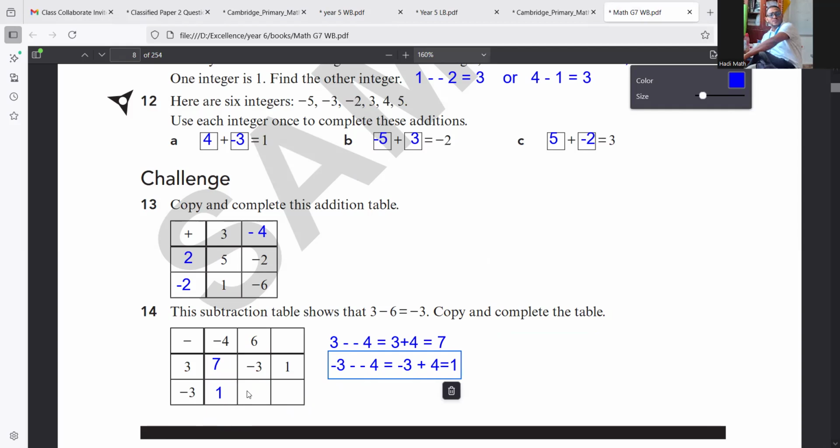Let's go for this one here. This is -3 minus 6. Of course, it's going to be -3 minus 6. And that equals -9. So this answer here is -9.